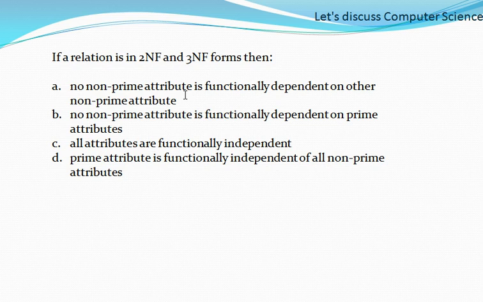A non-prime attribute is functionally dependent on other non-prime attribute. This is correct about second normal form, because in second normal form we should eliminate the partial dependencies. There should be full functional dependency. Option A is correct, but it tells only about second normal form. Let's check the remaining three.